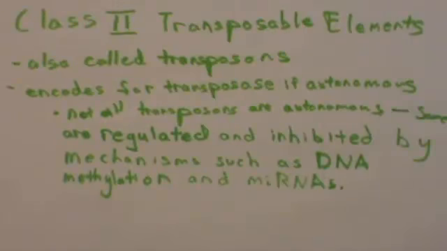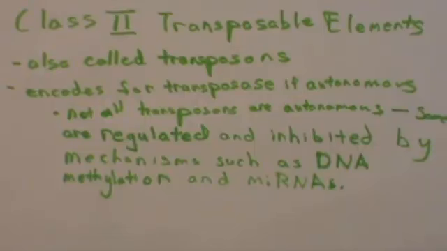Alrighty then. So, scientists classify transposable elements by the way they move. There are two classes of transposable elements. Let's first talk about the second class of transposable elements, also called transposons. All transposons that are autonomous, or that can move on their own, encode for the protein transposase. Transposase is the protein that enables transposons to move.